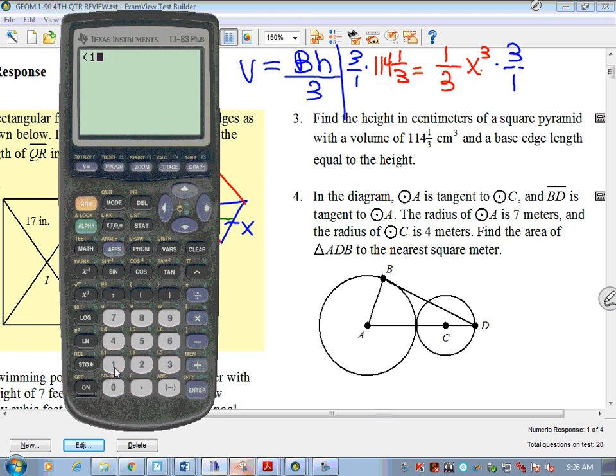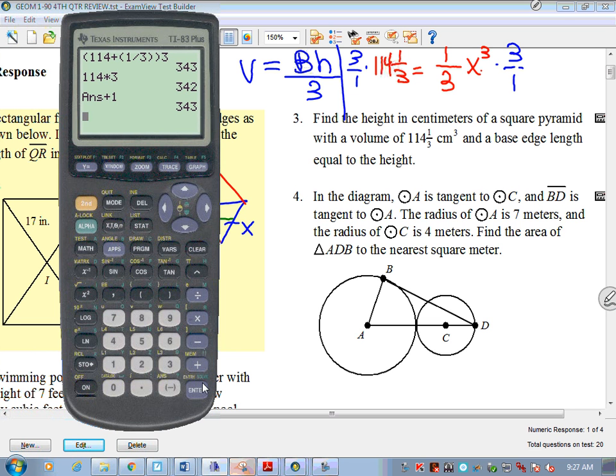I'm going to do 114 plus 1 divided by 3, times 3. Gives me a solid 343. Now, the other way you could do this is take 3 times 114 plus 1, and get that as an improper fraction first. So let's just see how that works. 114 times 3 plus 1 comes out to 343.